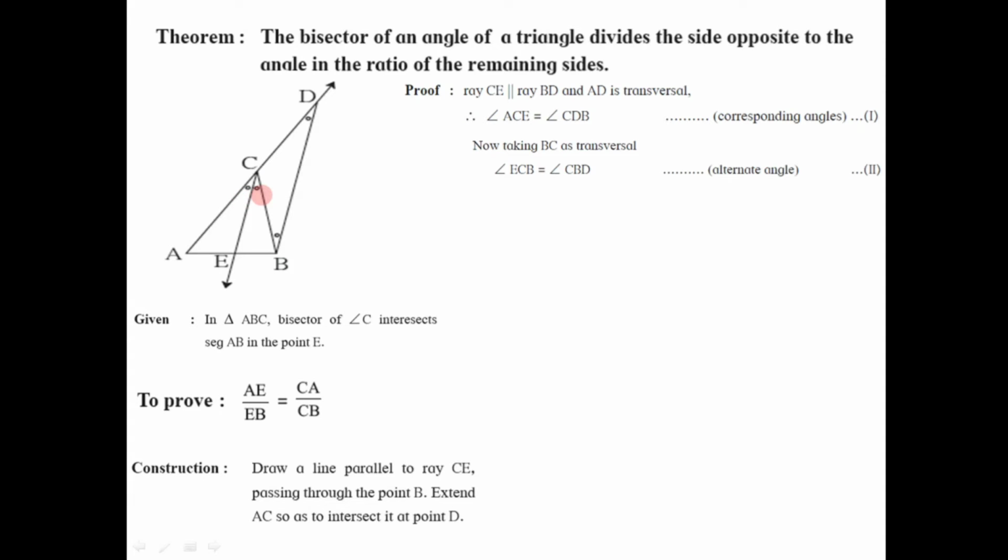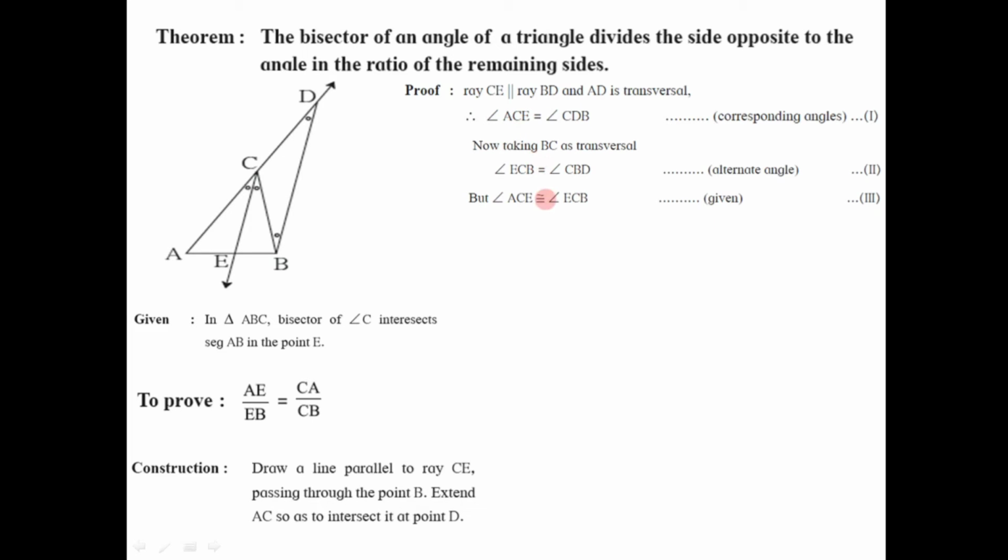Now if we consider what is given to us, it's given that ray CE is the angle bisector of angle ACB. That's why angle ACE must be congruent with angle ECB, as CE is an angle bisector. That's why we have written here angle ACE congruent to angle ECB, equation number 3.